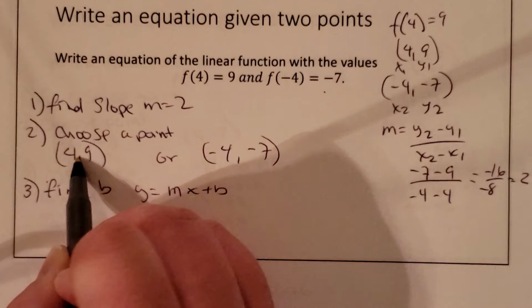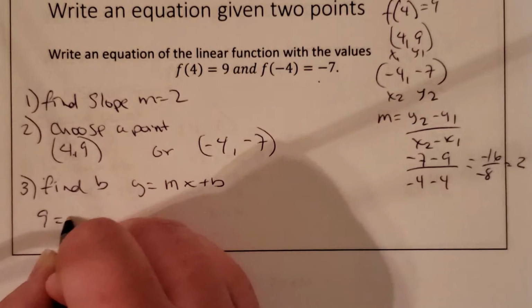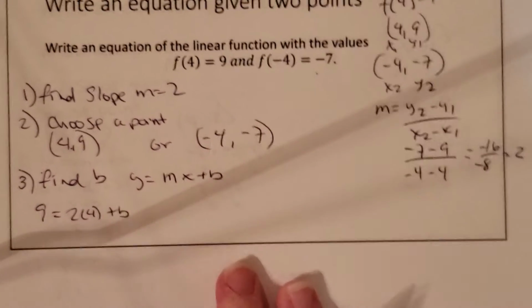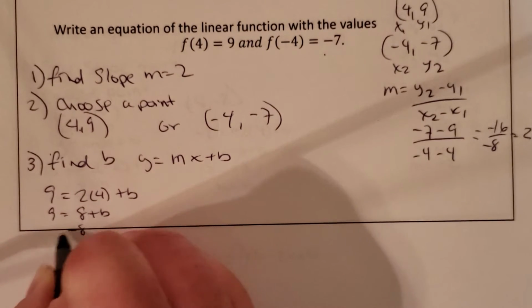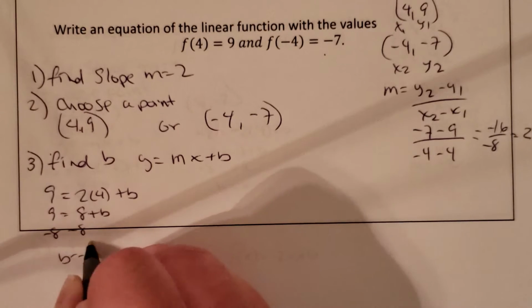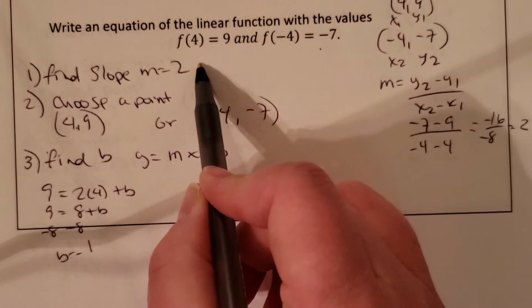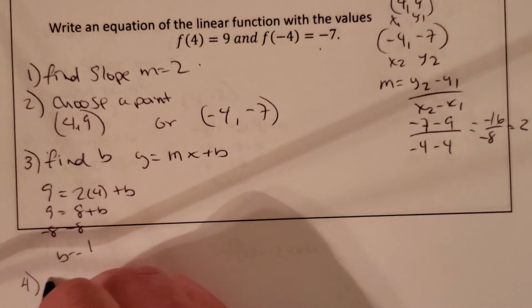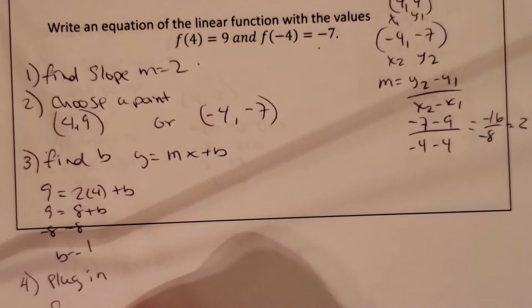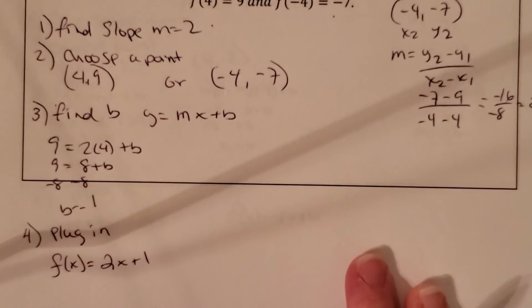So, using the first point, it'll be 9 equals 2 times 4 plus b. Solve for b. 9 equals 8 plus b, minus 8 from both sides. B equals 1. Plug it in, but remember this time we're in function form, so we need to write out our equation in function form. So we have 4 is plug in, so it's going to be f of x equals 2x plus 1.